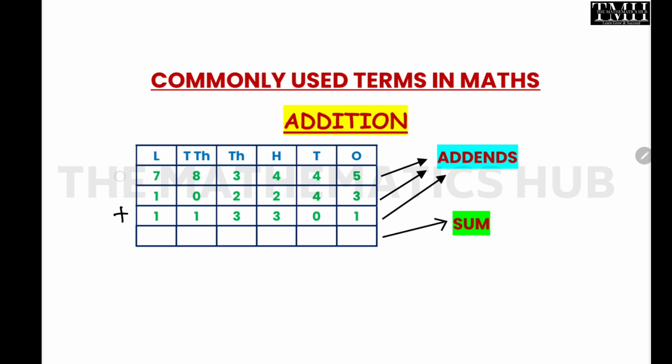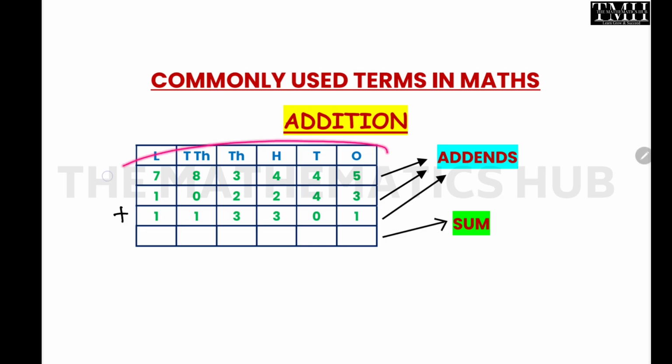Whatever be the order, suppose these three are the numbers that we are adding. If we will write the first number at the last place and the last number at the first place and then we will find out the sum, the result will be same. This is called the order property of addition.